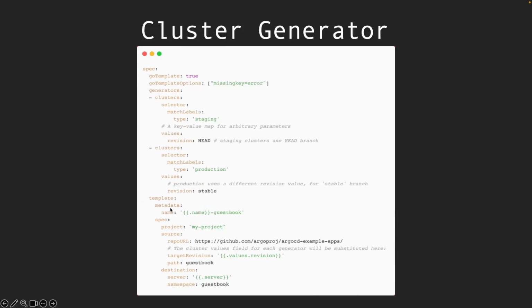And after that, we just create an application based on the cluster name in ArgoCD and guestbook at the end. And we use values from here in the target revision. So it's just simple templating.